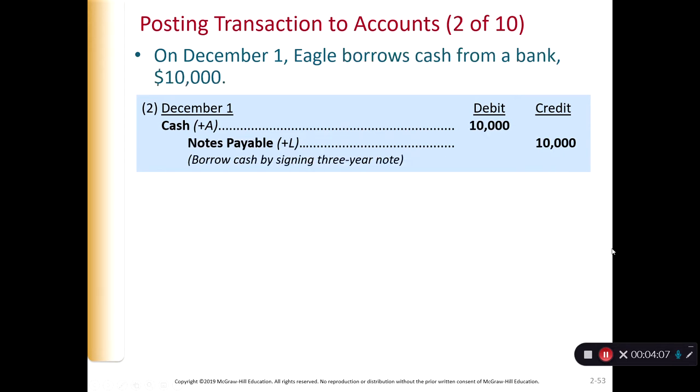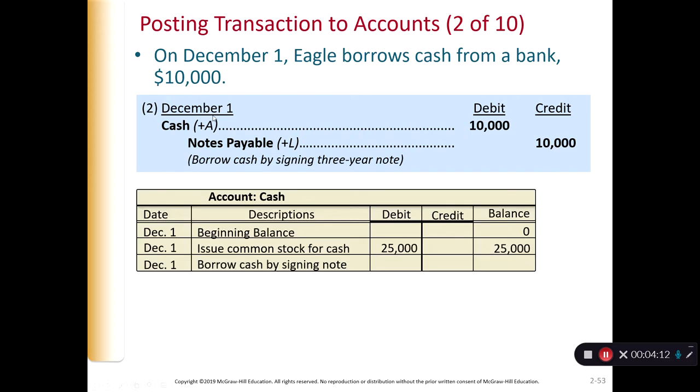Let's see another example. First, Eager borrowed cash from the bank for $10,000. Borrowing money from the bank means two things happen. First, you got the cash. Second, you incur notes payable, which is a liability. Hence cash increases by $10,000 and we record it on the debit side. Notes payable is a liability, so we credit it, because an increase in a liability is a credit.